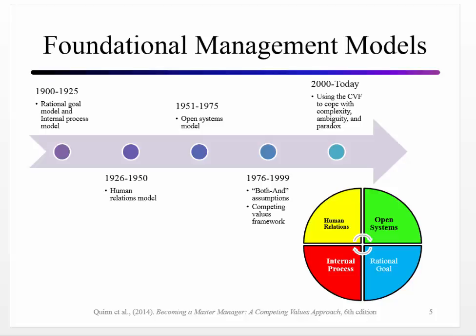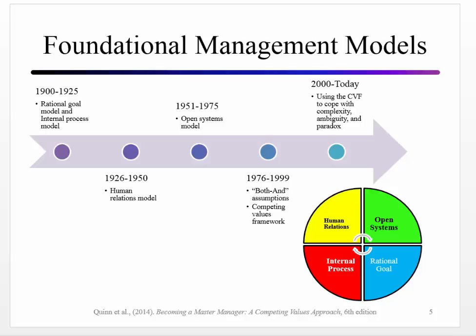Then in 1926 to 1950, you have the human relations model come along, with a number of thinkers in this particular area. Mary Parker Follett is really important in this particular area. The open systems model in 1951 to 1975, where work really starts to change. Bureaucracies become really important. Organizations like IBM start to grow and be seen as best practice in management.